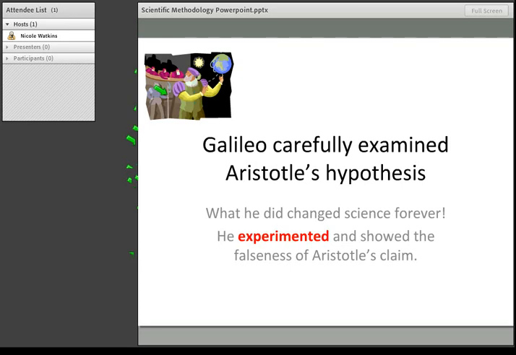It was Galileo who climbed the Leaning Tower of Pisa and experimented with this hypothesis, and he showed the falseness of Aristotle's claim. This caused a huge advancement in experimentation. No longer do we believe in something just because it was stated by the known intellect. So for example, here's another example.